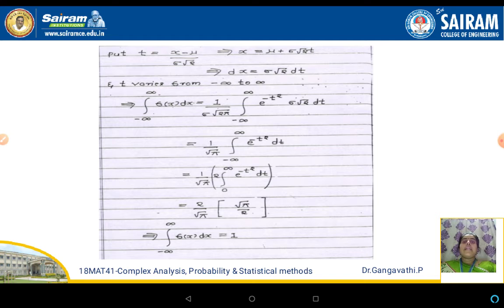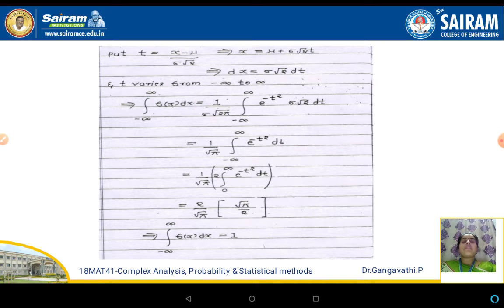In order to integrate that, we have to go for the substitution method. Straight away it looks a little complicated, so we are going to use the substitution method for integrating the normal distribution function which we have defined in the previous slide. Take whatever is there in the exponential power: let t is equal to x minus mu divided by sigma into root 2. Substitute this as t, and on simplifying, x will be equal to mu plus sigma into root 2 into t.